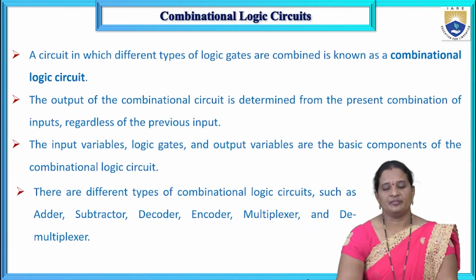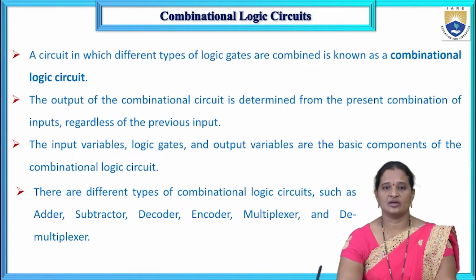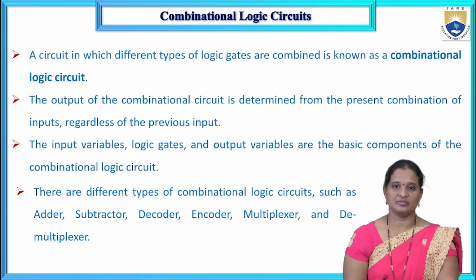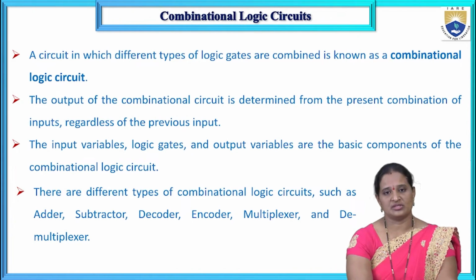So first of all, let us see what a combinational circuit is. Basically, digital logic circuits are classified into two types: combinational logic circuits and sequential logic circuits. The sequential logic circuits are again classified into two types: synchronous sequential circuits and asynchronous sequential circuits. Based on the dependency of the output, we classify digital circuits majorly into two types, combinational and sequential circuits.